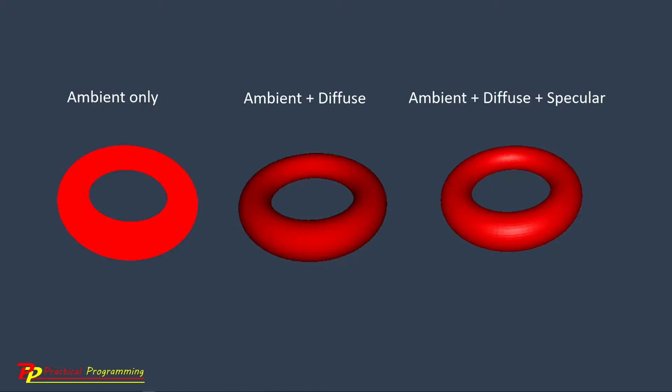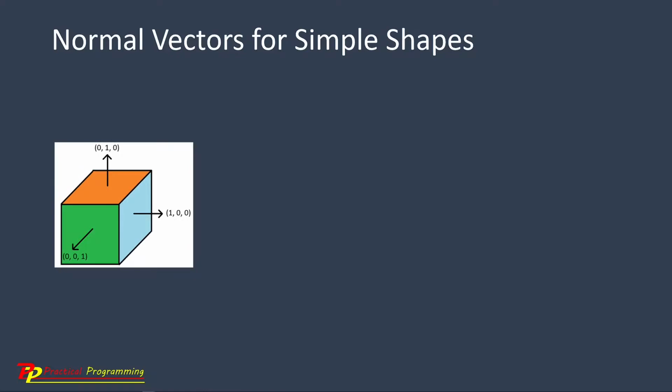Here I will show you how to calculate the surface normal for some simple 3D shapes, including the cube, sphere, cylinder, and a general quadrilateral surface. For a cube, it is very easy to calculate the surface normals. For example, the front face is pointing towards the screen, so its normal is (0, 0, 1). The right face is facing to the right, so its normal is (1, 0, 0).